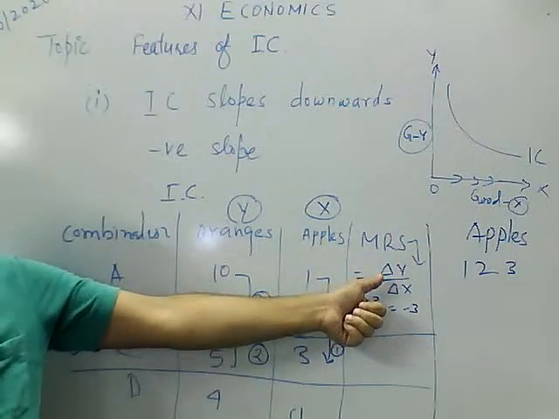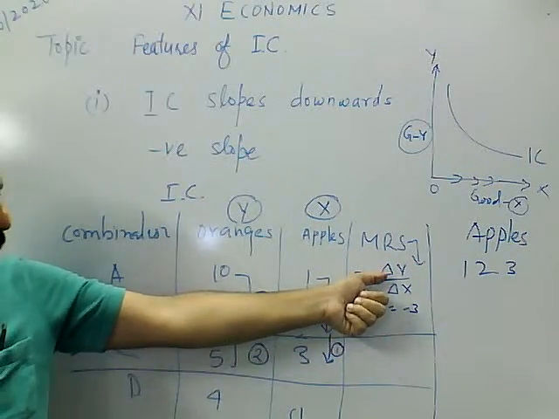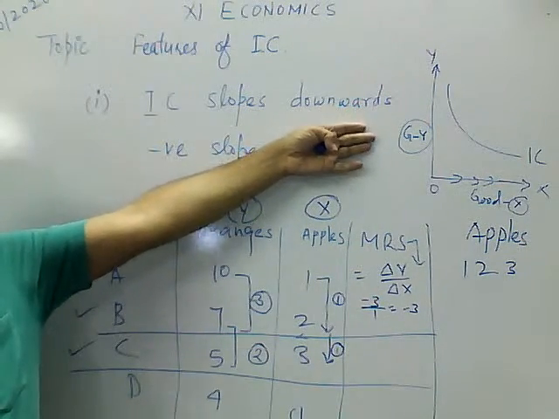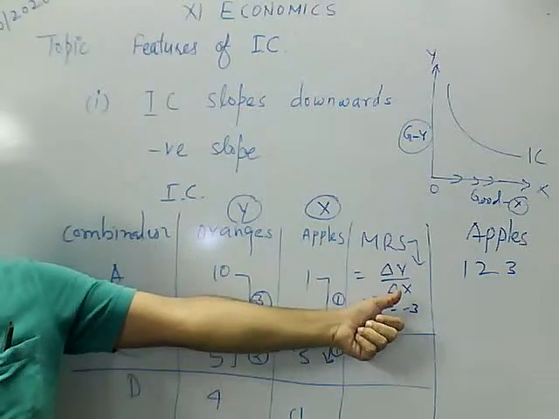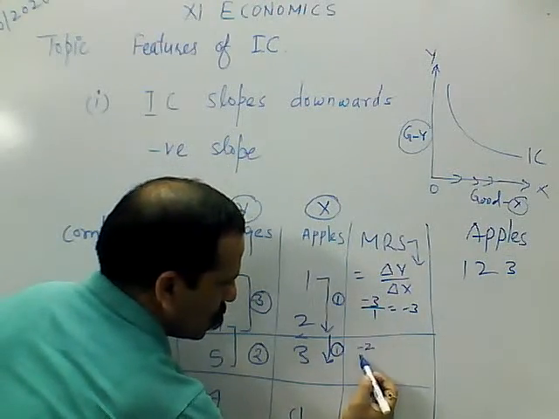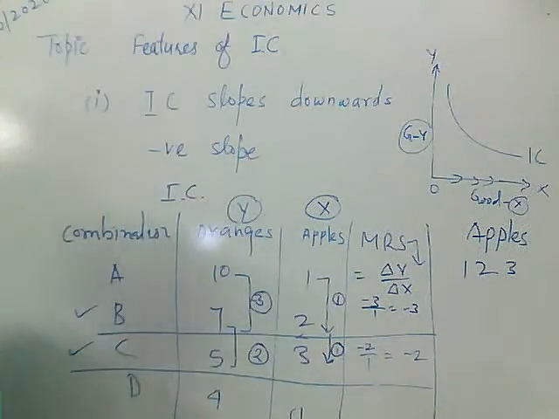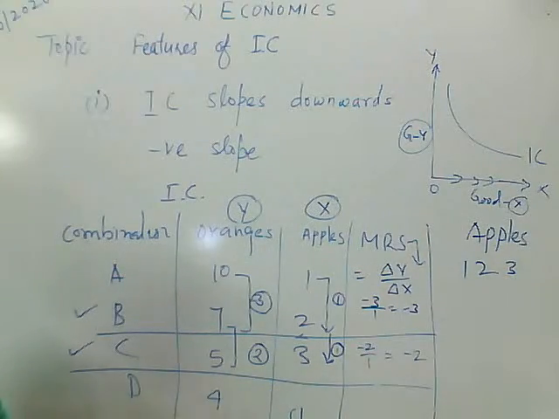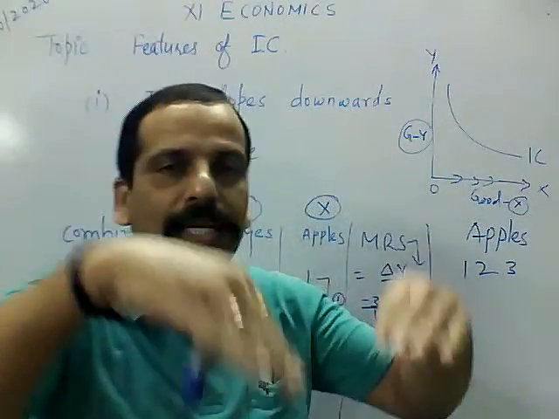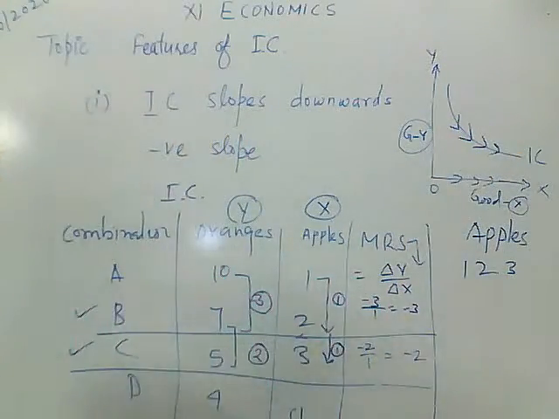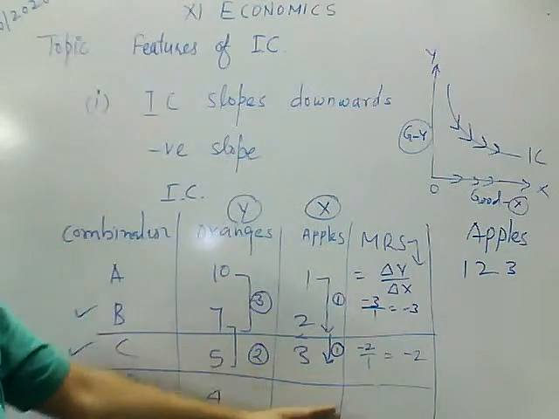So marginal rate of substitution is delta Y upon delta X. Delta Y means change in good Y, which is the sacrifice, and change in good X is the gain. So how much is the sacrifice? -2 upon 1, so -2, which you can also write as 2. The minus sign means downward, decreasing. So the slope of the indifference curve is downward in this case.